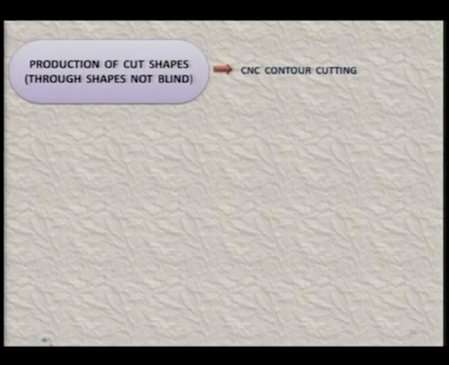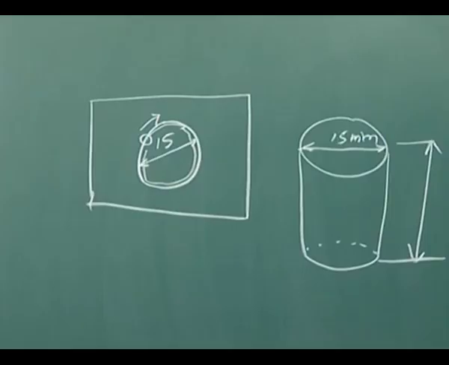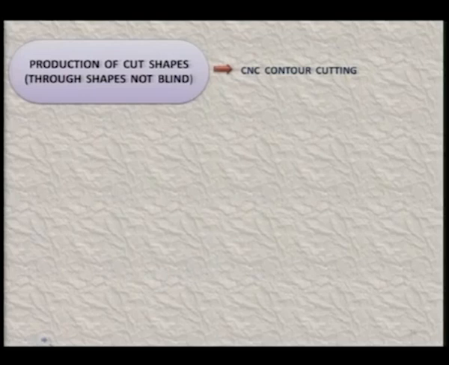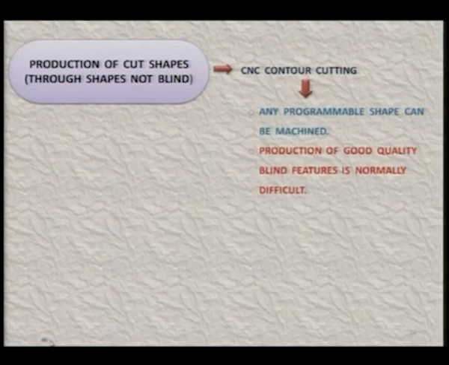I have already explained that it is easy to cut large sized through shapes by a trepanning operation using the CNC machining feature rather than melting and vaporizing, as shown in this figure. So, what it says is, for the production of cut through shapes, not blind ones, you can use the CNC contour cutting features, for any feature that you can express in terms of equations or make a program for. Any programmable shape can be cut or machined by a laser beam machining system.